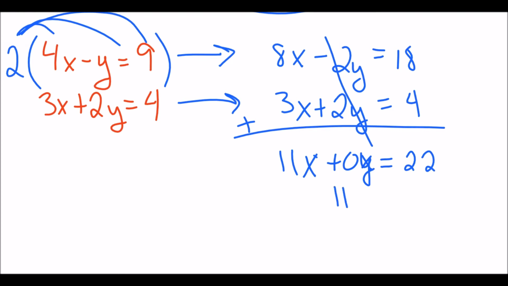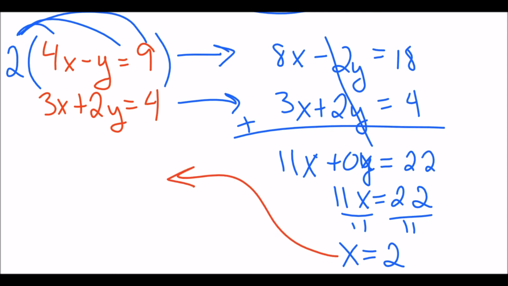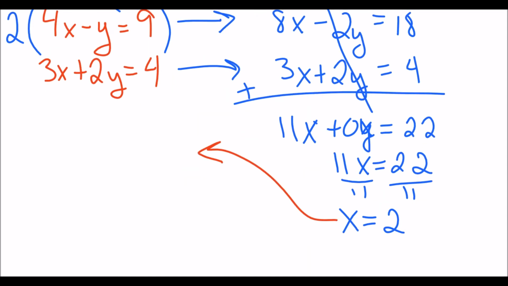So, simplifying the equation, 11x equals 22, divided by 11, divided by 11, x equals 2. Alright, and we're almost done. Let's go ahead and go back over here. So then you can just take either equation that you want, and you just plug in 2 for x.